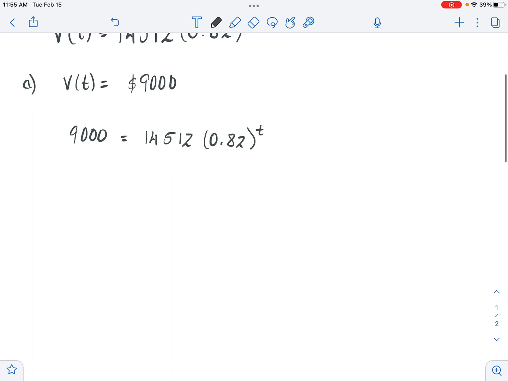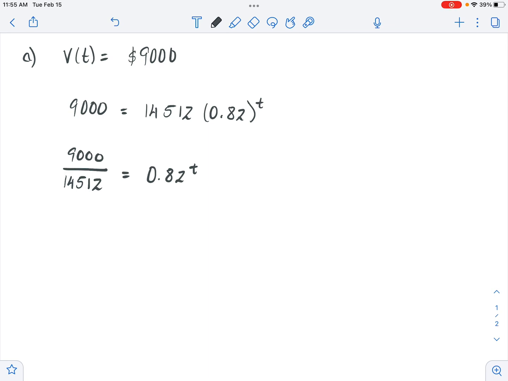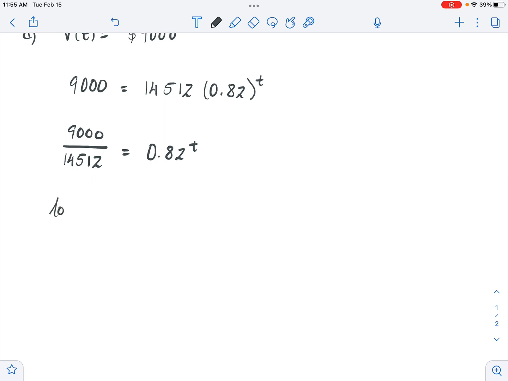And so the first thing I'm going to do is divide both sides by 14,512. I'll get 9,000 over 14,512 equals 0.82 to the T. And now, because my exponent contains my variable T that I want, I'm going to take the logarithm of both sides. And what I'm going to do is take the logarithm to the base 0.82. So if I take the log to the base 0.82 of the left-hand side, 9,000 over 14,512, and on the right-hand side, same, log to the base 0.82 of 0.82 to the power of T.